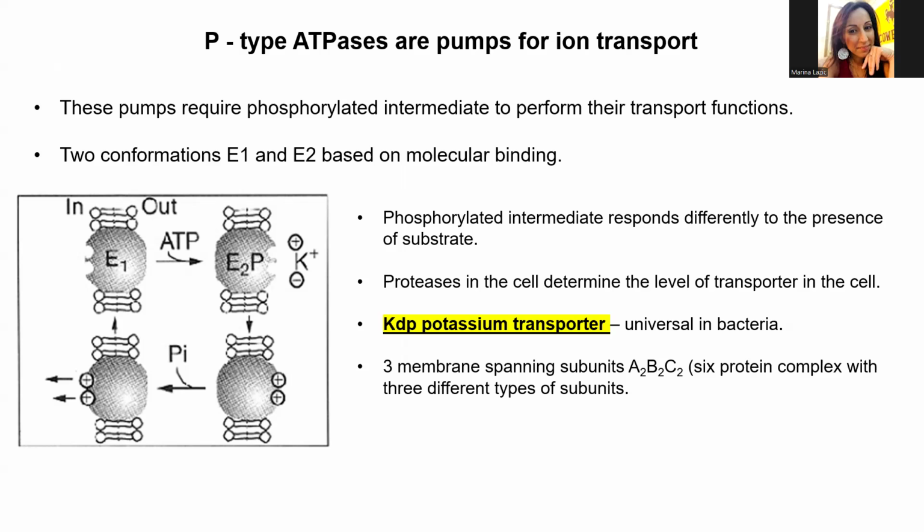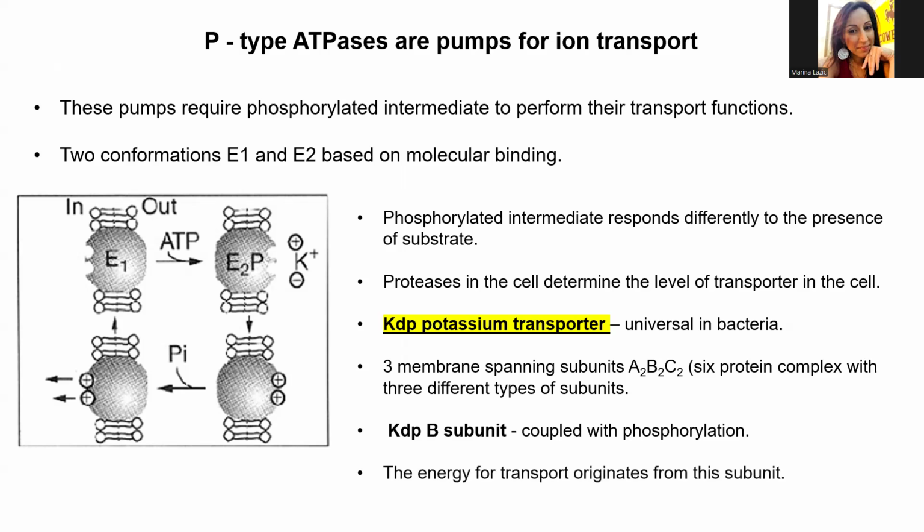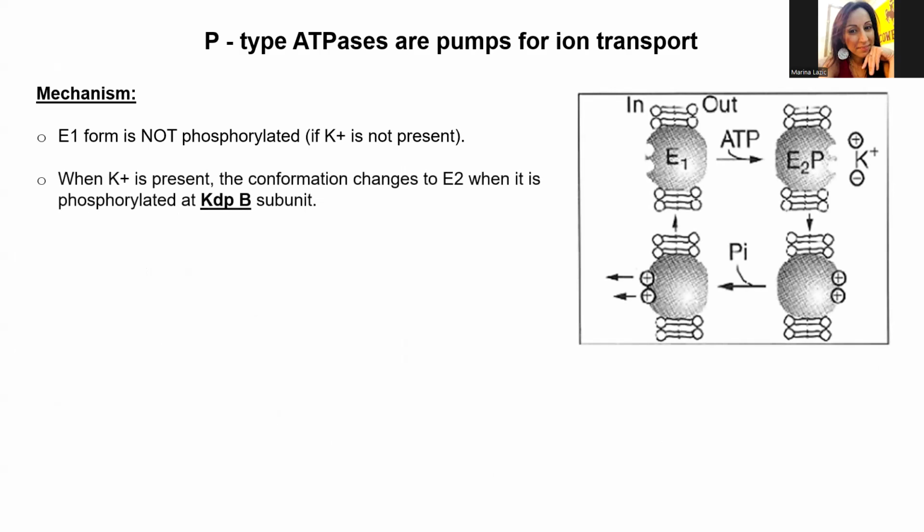The reason I'm mentioning all three subunits is that each of them is related to a specific function. For example, the B subunit is coupled with phosphorylation. The B subunit is where phosphorylation actually happens, which determines E1 versus E2. Because it's related to phosphorylation, the energy for transport is related to the KdpB subunit. So what's the mechanism? Again, there is an E1 versus E2 state. E1 is the non-phosphorylated state. Logically, E2 is the phosphorylated state.